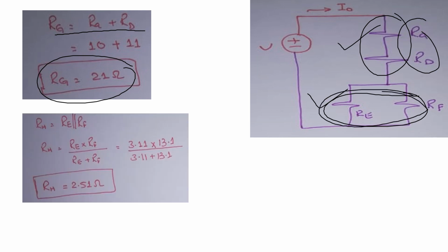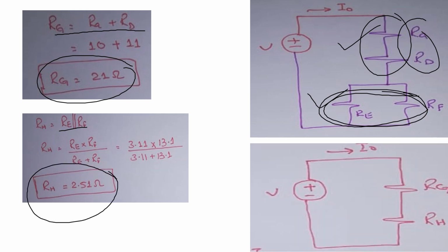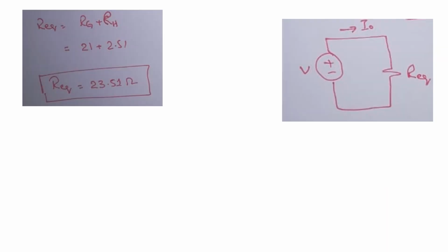Now you have to find the value of these two parallel resistors. The parallel resistor, we name it RH, is equal to RE parallel to RF. When you substitute the values, you will get the value of RH, which is equal to 2.51 ohms. Now the circuit looks like that. These two resistors are in series, so we can easily calculate the equivalent resistance of this circuit, which is the sum of RG plus RH. The value of R equivalent is equal to 23.51 ohms.